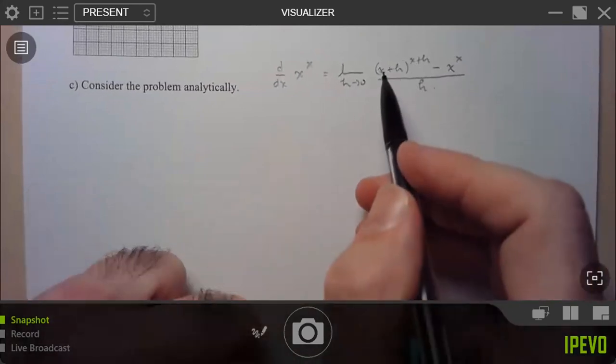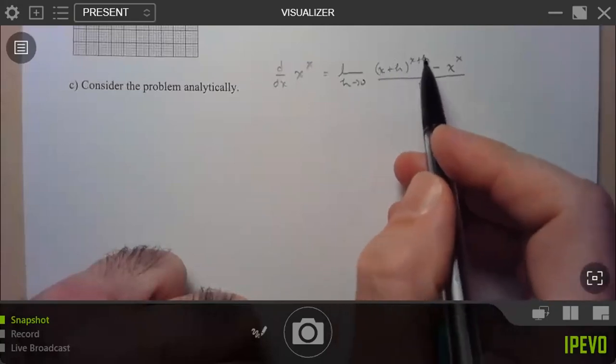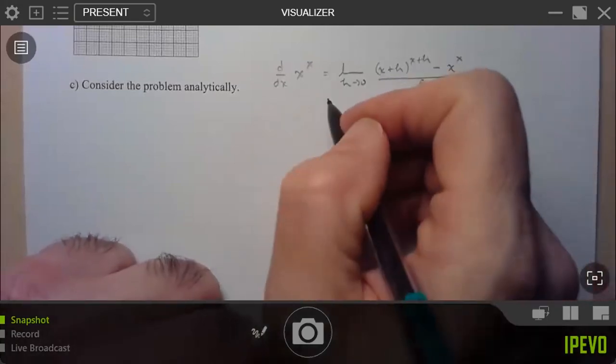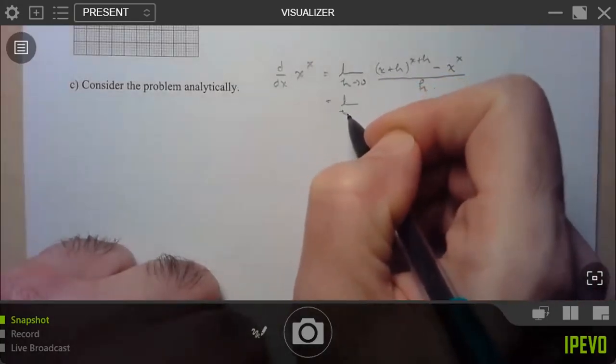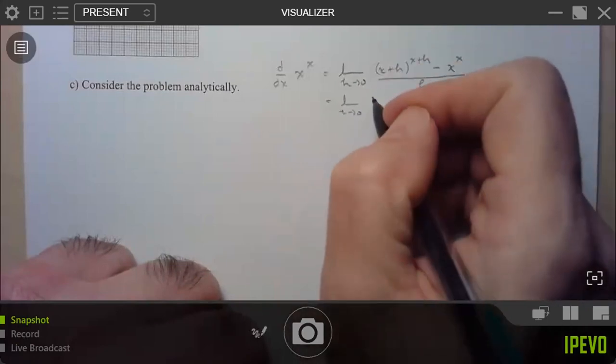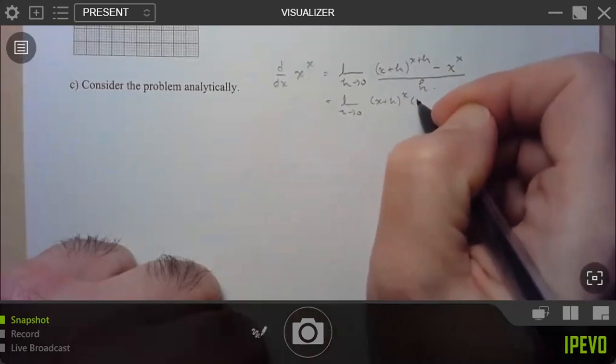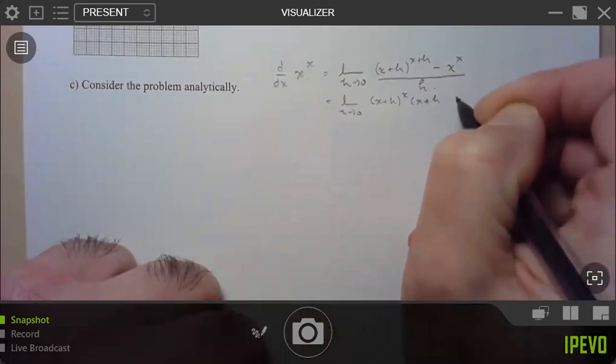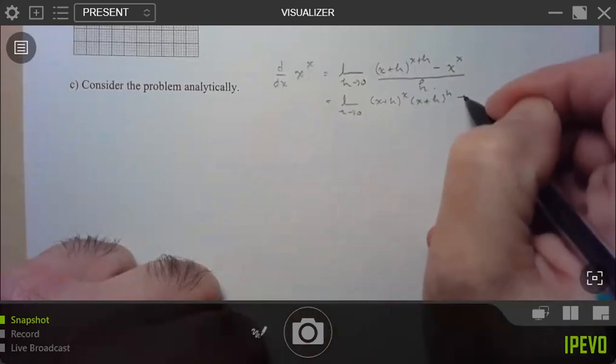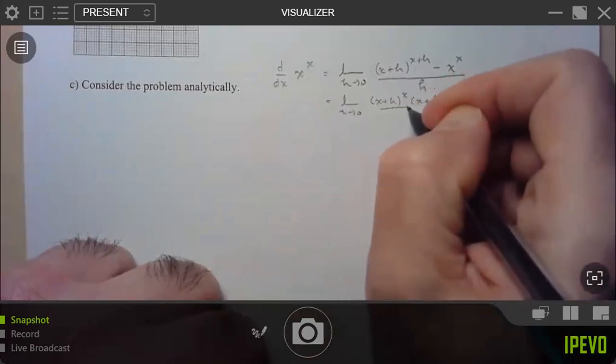Well, let's see. I have a power, I have a base, and so for sure I can do the same thing. So let's see what happens. Okay, so this would be, I guess, x plus h to the x times x plus h to the h minus x to the x.